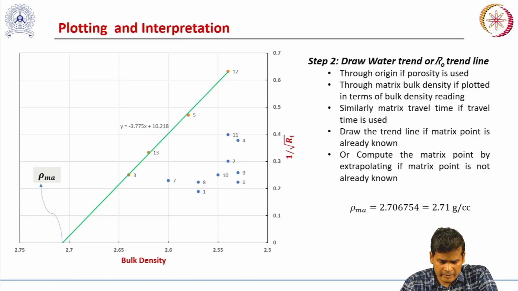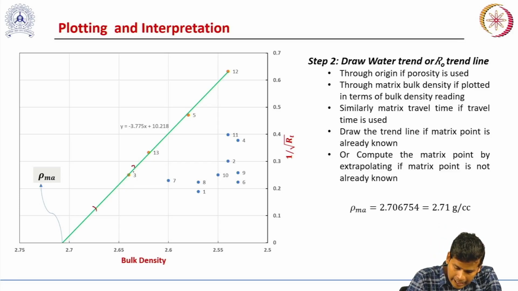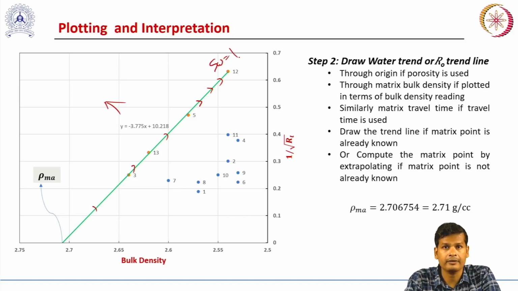Which points belong to the water bearing formation? So I have to draw the water trend line and the arrow trend line. You can see this is my arrow trend line, because we have discussed that the points from the water saturation will be falling on the farthest line in this direction, because there Sw is equal to 1. In this data set you can see almost all of the points are falling in a straight line.